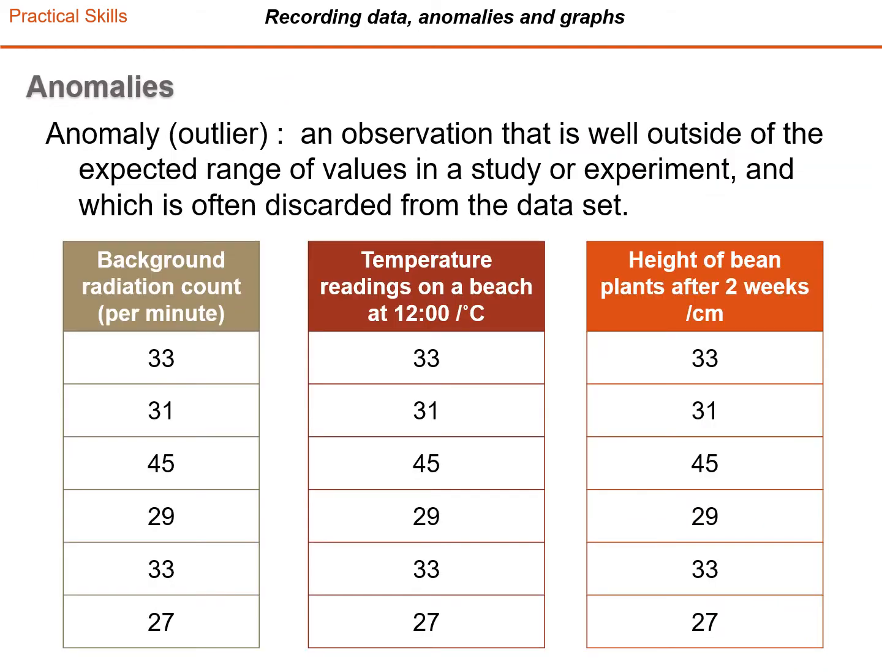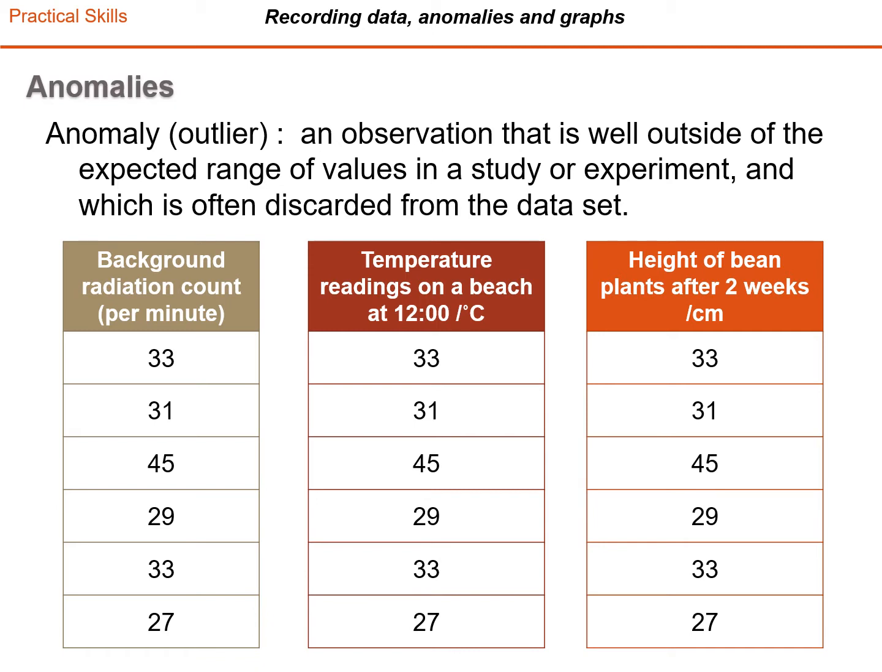So let's move on to this section and look at anomalies. Take a look at the results in the table and see if you can spot the anomalies in the data. Anomalies are sometimes called outliers, and the AQA exam board refers to anomalies, but the working definition for anomalies is really the definition of outliers, and that is an observation that is well outside of the expected range of values in a study or experiment, and which is often discarded from the data set.